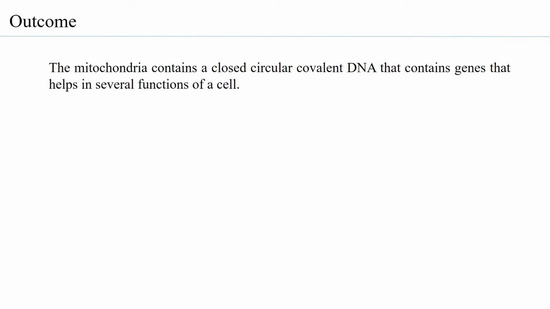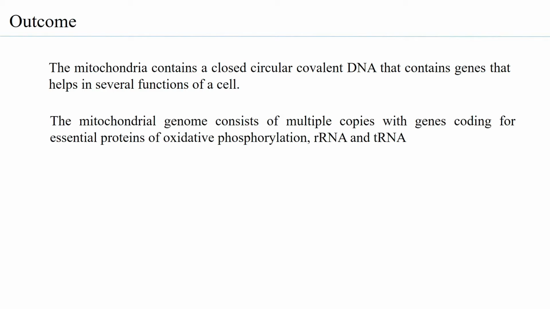In fact, the closed circular covalent DNA is very similar to the closed circular covalent DNA that is observed in prokaryotic systems. Just like the prokaryotic system does not have a nuclear membrane around it, the mitochondrial DNA is also not present within a nuclear membrane, but it is present as a nucleoid in the mitochondrial matrix. The mitochondrial genome consists of multiple copies. That means within one mitochondria, there can be several copies of the DNA present.